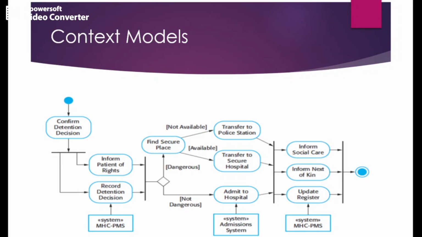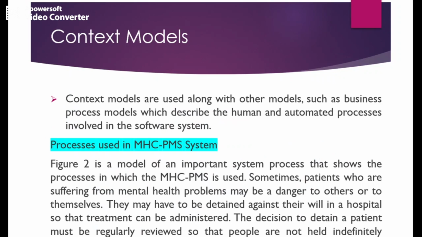It's a bit different, no? So we are combining the context model with other models. Other models are nothing but your process model. So we are seeing the diagram of a process model here. This process model is for involuntary detention. So figure 2 is a model of an important system process that shows the processes in which the MHC PMS is used.